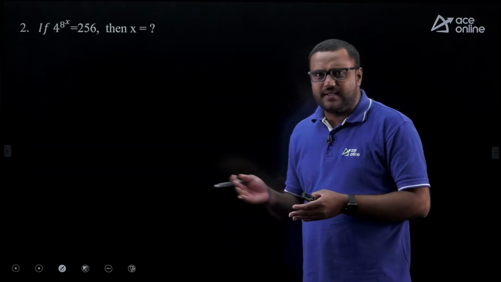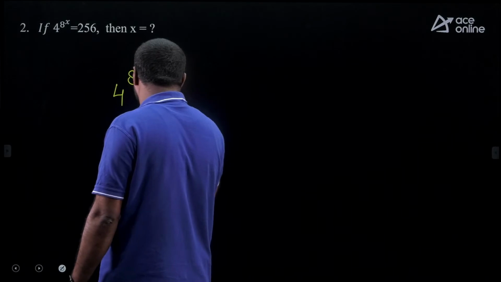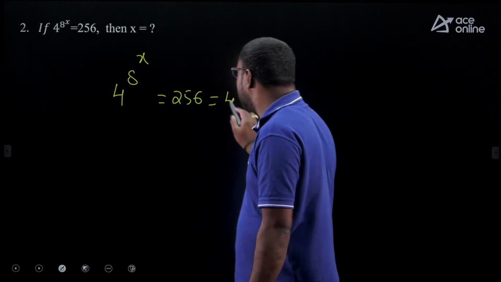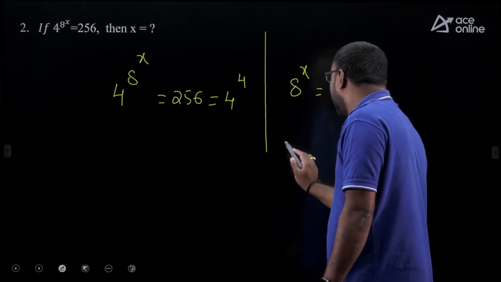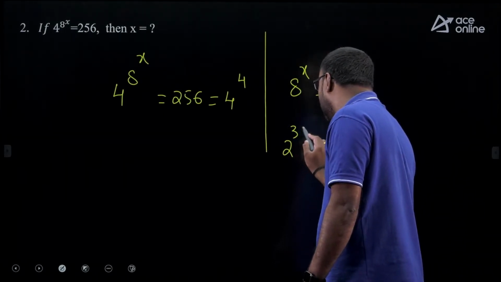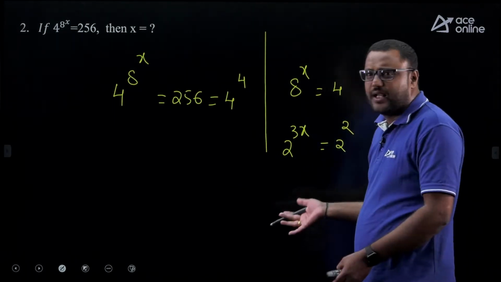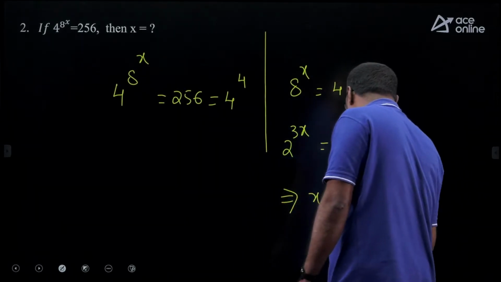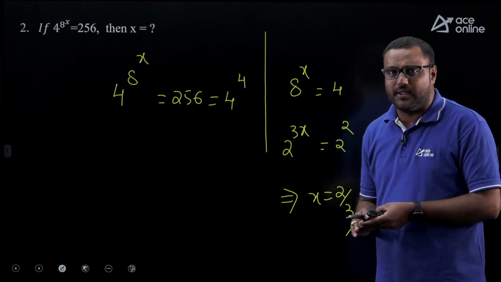See the next question. This is regarding indices, powers or exponents. 4 power 8 power x is 256. We can write 256 as 4 power 4. Now here as the bases are the same, the powers must be the same. 8 power x must be equal to 4. We can write 8 as 2 cube, so 2 power 3x, and 4 as 2 square. Again as the bases are equal, the powers are equal, so we get x value as 2 upon 3, or 0.66. As per the information given, we have the option 2 by 3. We can go with x value 2 upon 3.